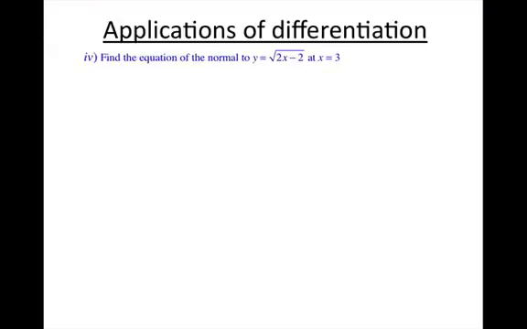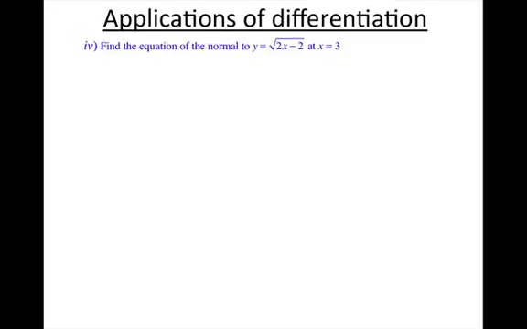Now, let's amp it up a bit. Final question of the lesson. Find the equation of the normal to y equals root 2x minus 2 at x equals 3. Now that is a little bit of an intimidator because there's a couple of new things there. In fact, I've thrown in as many curveballs as I can at this stage. So if you can answer this, or you can follow the working of this, you're pretty much set.